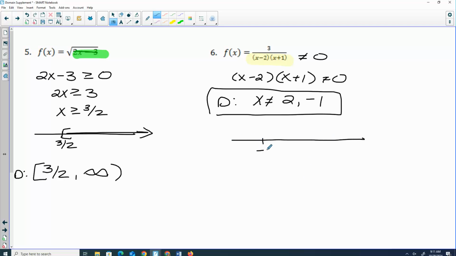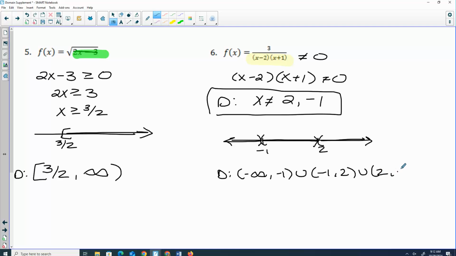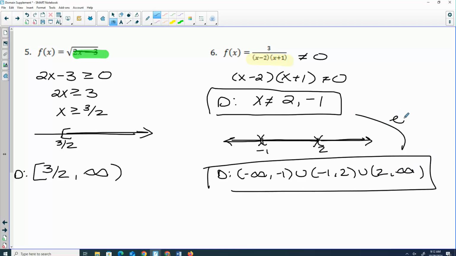If you are going to write the interval, it's a little more complicated because it's everything except negative 1, 2. So it's everything smaller than negative 1, in between negative 1 and 2, and bigger than 2. So it's actually 3 pieces. So it would be negative infinity to negative 1, union negative 1 to 2, union 2 to infinity. Like I said, if it's more than one value, I will accept either. If it's just a single value that x can't be, though, I want the interval. All right. Questions there?